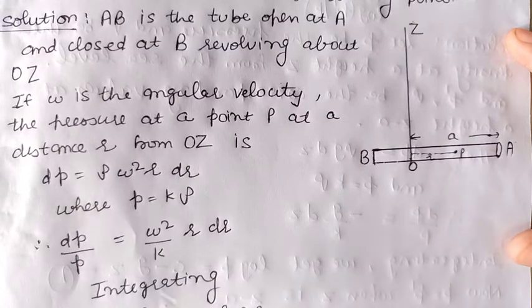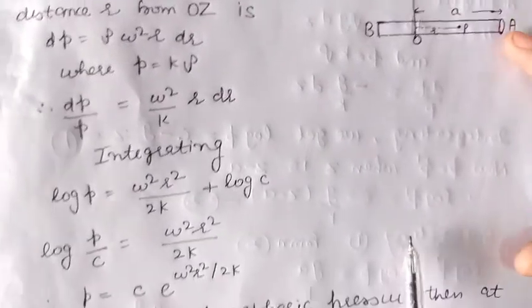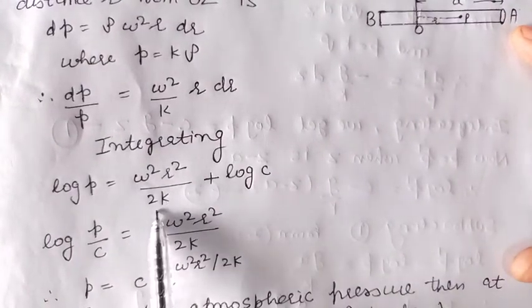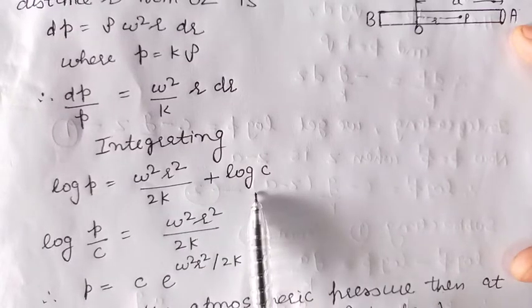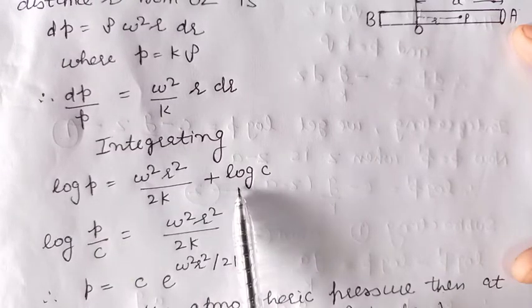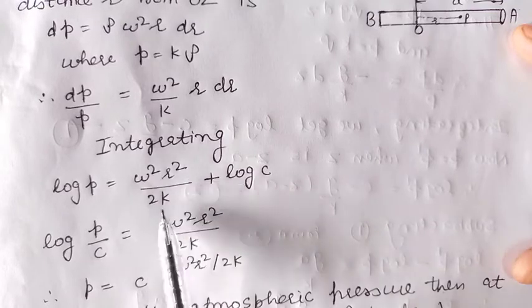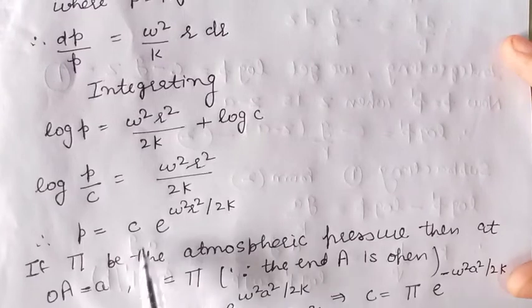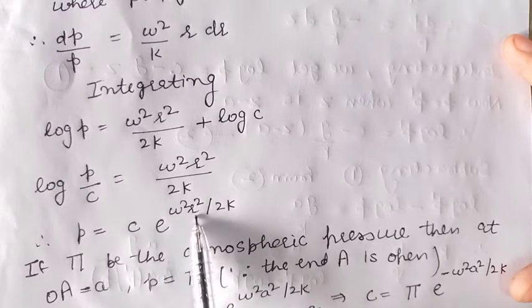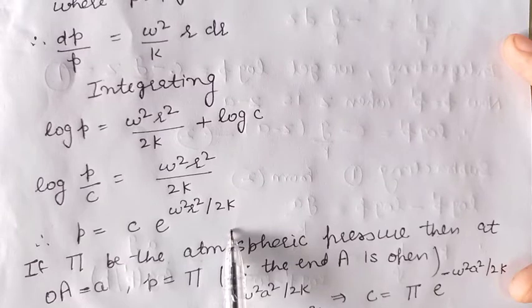Now we can integrate here. We get log of P is equal to omega square r square upon 2K plus log of C. This log C we have taken as constant of integration. Now from here, log P minus log C will be omega square r square upon 2K. So we get P is equal to C into e raised to the power omega square r square upon 2K.